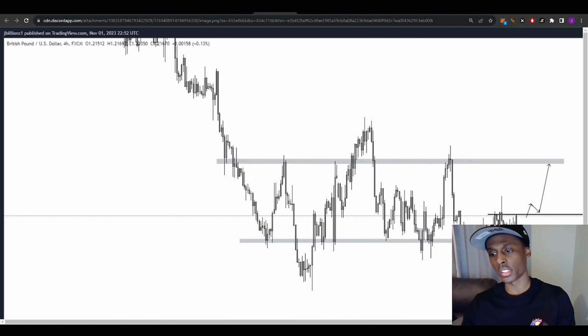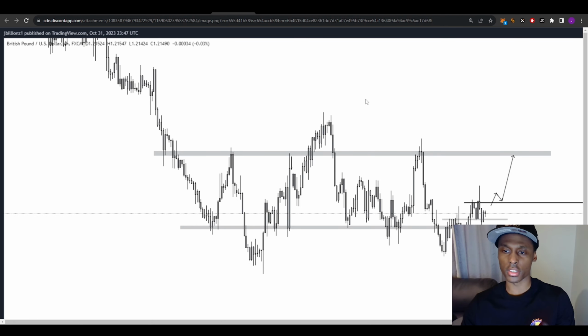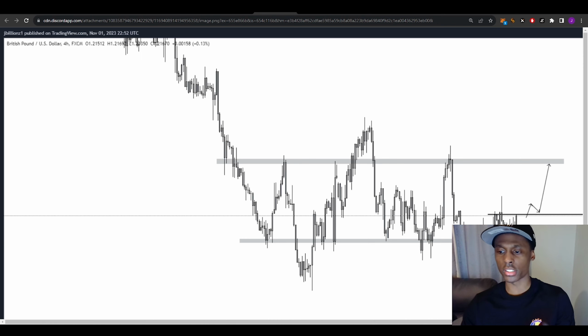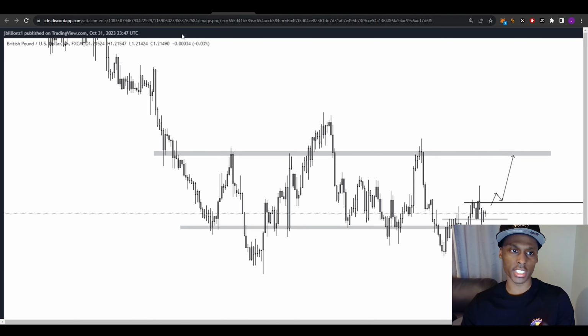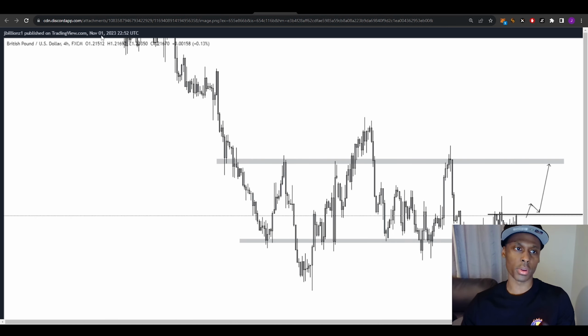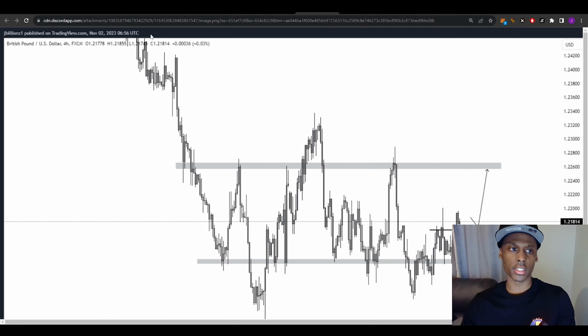Here again, I was saying the same thing. I wanted to see that. Obviously, you can see it developing more from here. It started rejecting the lows of the range, then it started pushing up, and then we finally broke above. And also you can see the days I took the screenshot, so you know I'm not lying. It's October 31st, you can see there. Then you can see November 1st, and then November 2nd when we finally broke above.